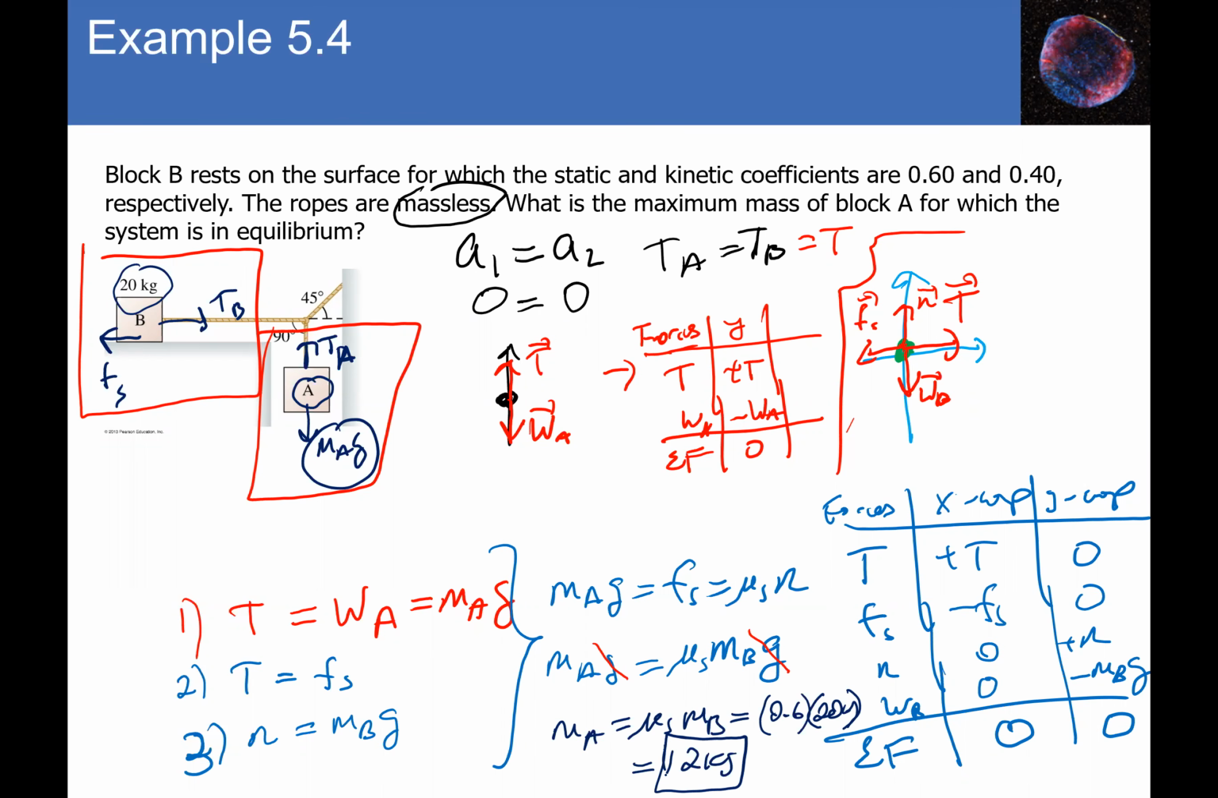be in equilibrium. Anything greater than that, then the system will accelerate down. That means the mass of A will be heavy enough to accelerate down. Tension will be strong enough to overcome static friction, and you will have an accelerating system rather than a system that is basically sitting there in equilibrium at rest.